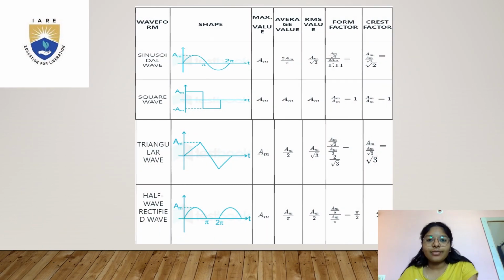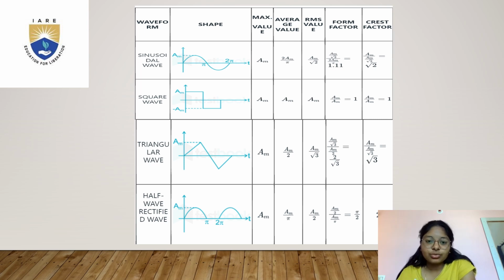Now we have a table here containing four values. The table contains waveform shape, maximum value, average value, RMS value, form factor, and crest factor. And the waveforms are sinusoidal wave, square wave, triangular wave, half wave rectified wave. We have four types of waves.